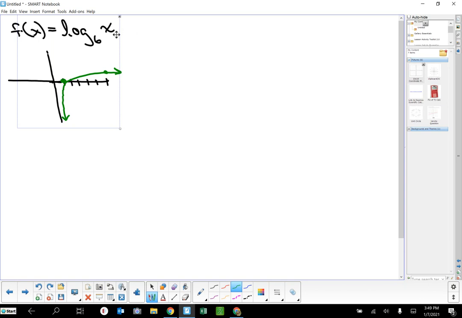Okay, and we know these points because of some information that we can gather about any parent function, right? They all go through the point (1, 0). They all go through the point (base, 1). And remember, this is the base that you're looking for.